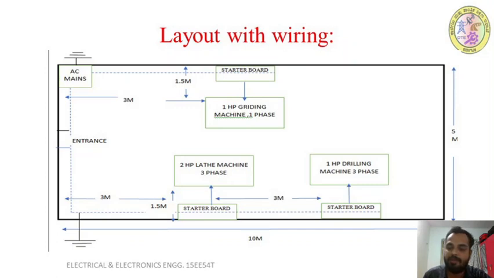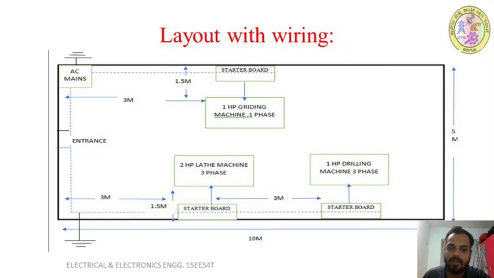Next, the 1 HP drilling machine, that is also 3 phase, and the 1 HP grinding machine, that is single phase in nature. So now I have to place the machine, right? So this is the 1 HP grinding machine, our single phase grinding machine bed. Okay, and this is the starter board of the 1 HP single phase grinding machine. So that is to be kept 3 meter from the mains.